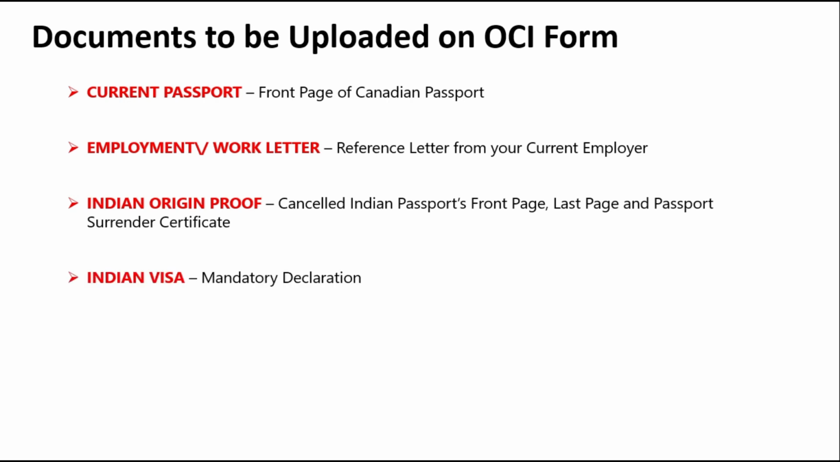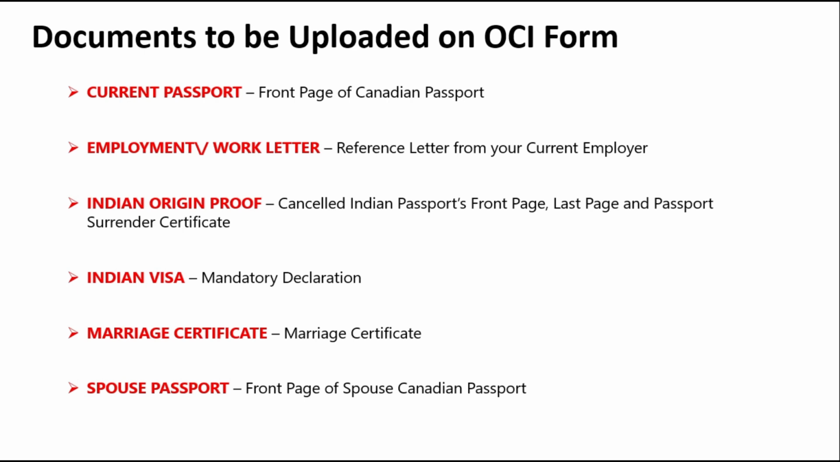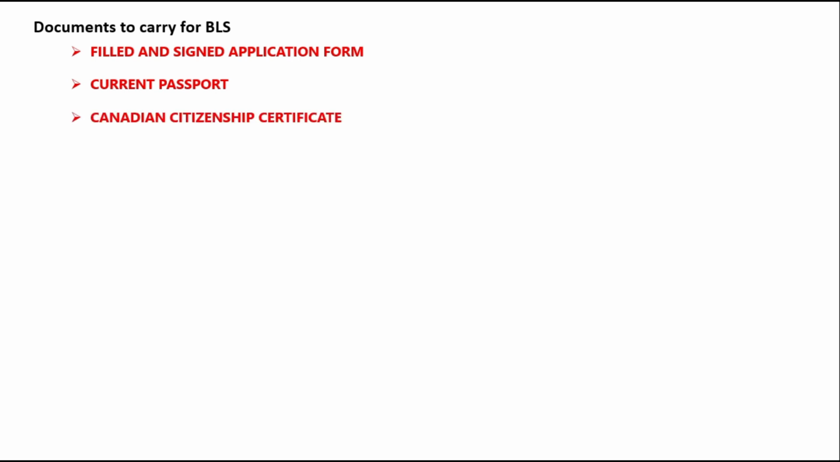Under the Indian visa category, upload your mandatory declaration. Upload your marriage certificate in the marriage certificate category, and upload the front page of your spouse's Canadian passport in the spouse passport category. Now, coming to the list of documents which you need to carry for your OCI appointment at BLS, the first is the printout of this application form, signed on page 4, your current passport original as well as the copy of the first page, Canadian citizenship certificate, original as well as copy, ID proof, you can have your driving license, original as well as copy, or any other document issued by the government, original as well as copy.